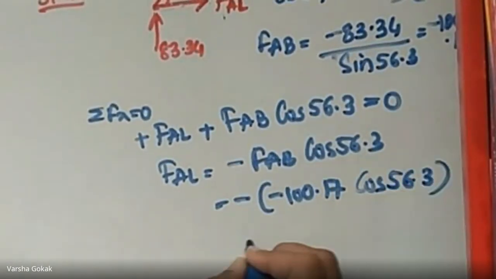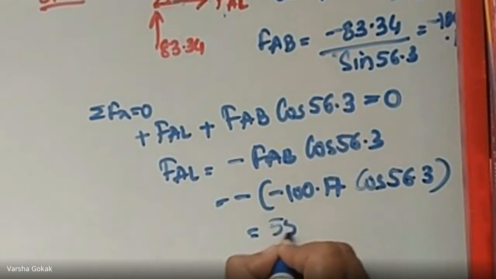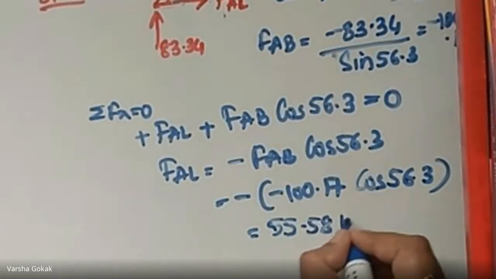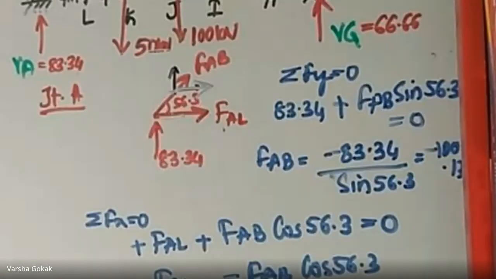How much? 55.58. Is there anybody else who is getting the same answer? FAL 55.58. Anybody else? Correct? Because I need to know whether your answers are right. Anybody else getting the same? I have the same answer, so I'll move on to the next joint.